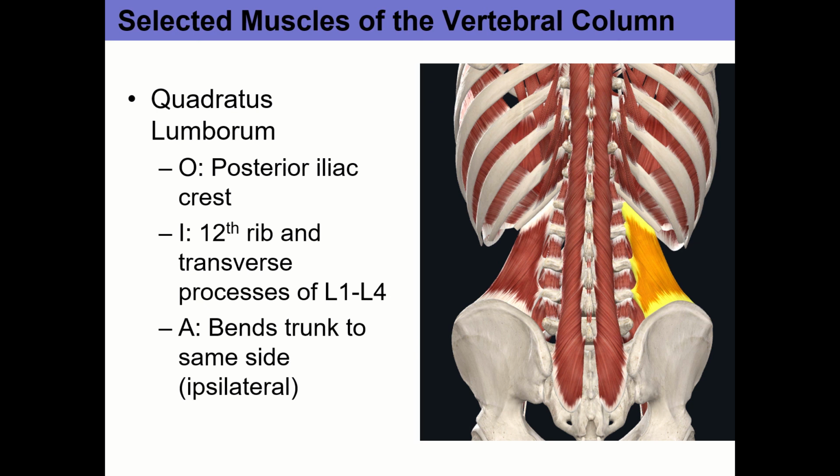If a muscle bends the trunk to its side, or the same side, that's called the ipsilateral side. So ipsilateral is same side, as opposed to contralateral, which is the other side. So when the right quadratus lumborum contracts, it's going to cause you to bend over toward your right, or to laterally flex toward your right. So it flexes you to the ipsilateral side, or same side. The reason I put quadratus lumborum on there is that it's an important pelvic stabilizer during gait.